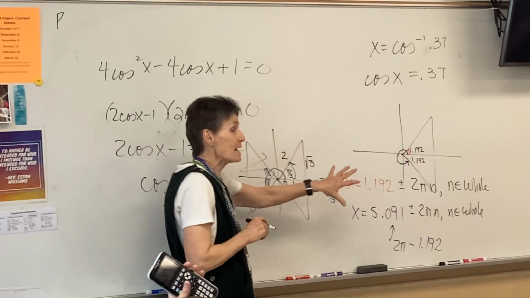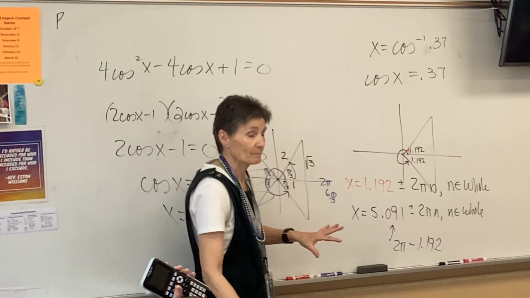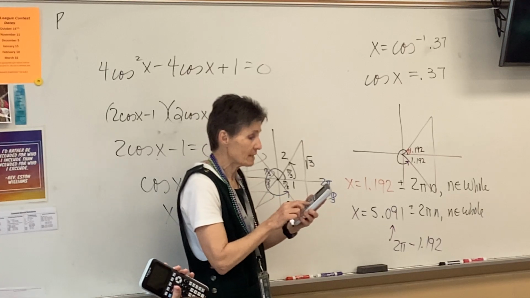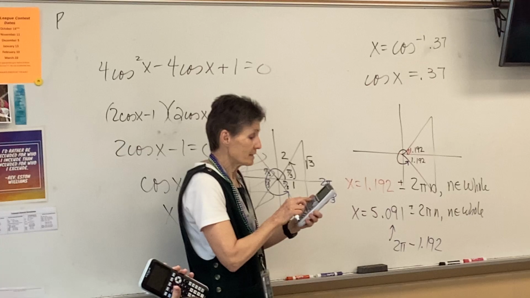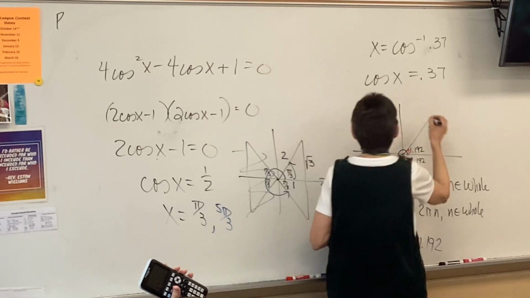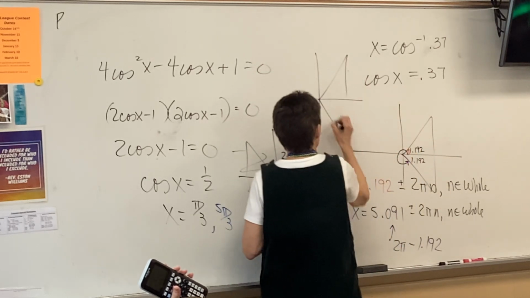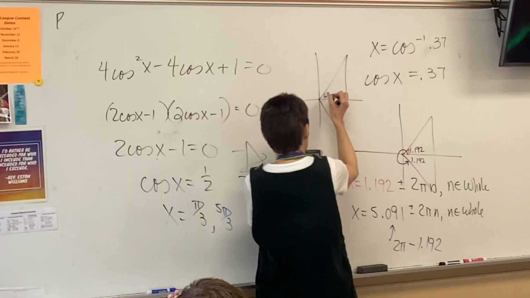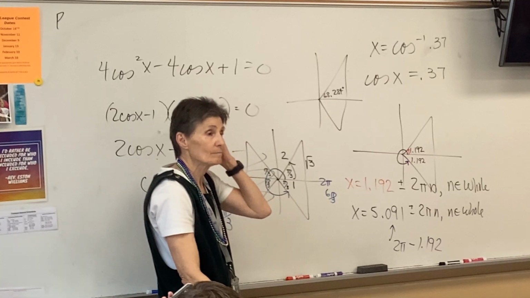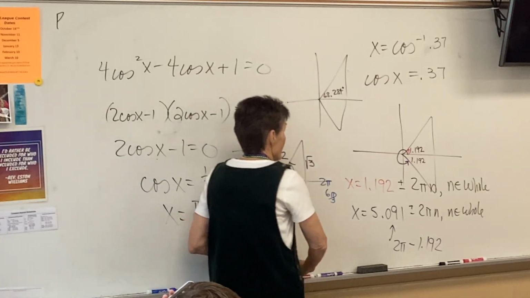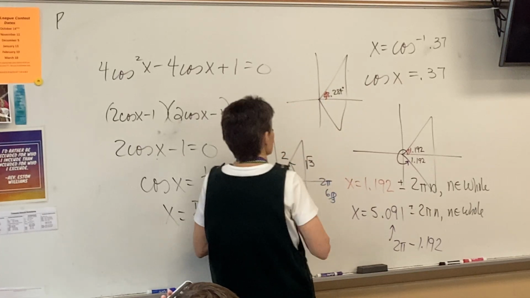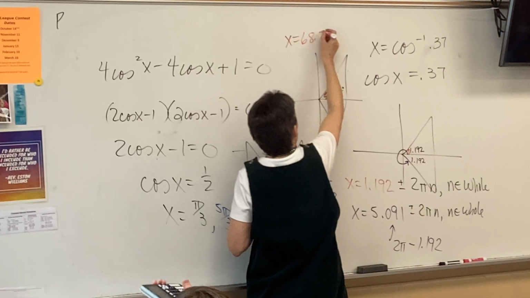Now, we need to do the same problem in degrees. It's going to look exactly the same. I'm going to set my calculator in degrees. I'm going to type second cosine 0.37, and this time it's going to say 68.284 degrees. So my red angle is 68.284 degrees.